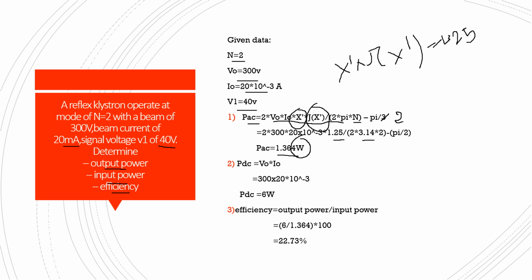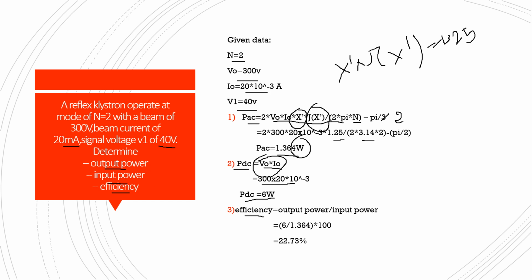The second one to be determined is input power. The formula for input power is beam voltage into beam current, that is V naught into I naught, which is 300 into 20 milliampere, and the answer for input power is 6 watt.